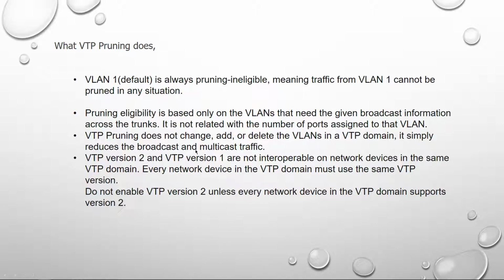What VTP pruning does is, first, VLAN 1 is always pruned ineligible, meaning traffic from VLAN 1 cannot be pruned in any situation. Pruning eligibility is based only on the VLANs that need the given broadcast information across the trunks. It is not related to the number of ports assigned to that VLAN. VTP pruning does not change, add, or delete the VLANs in the VTP domain. It simply reduces the broadcast and multicast traffic.